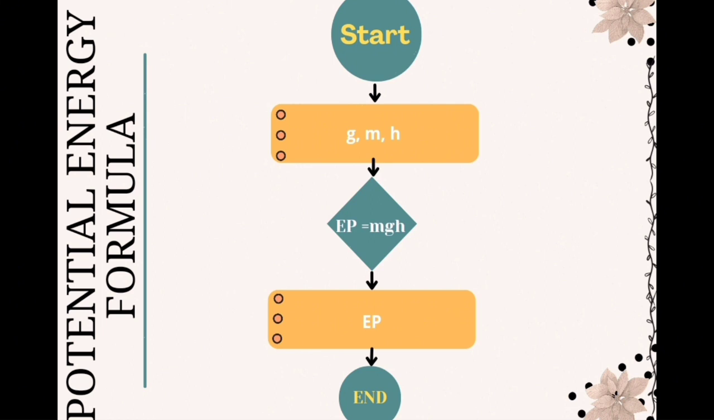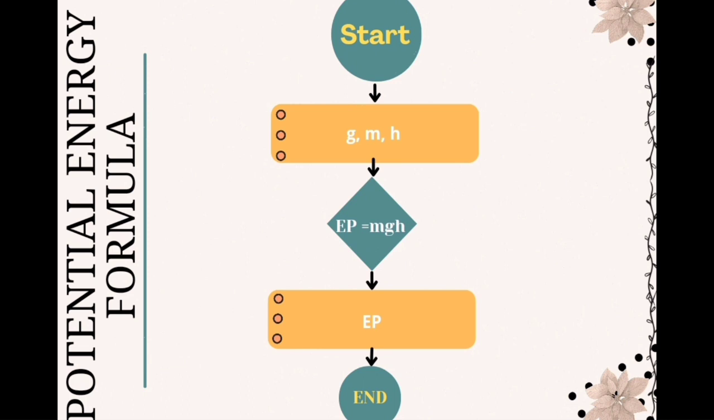After that, the flowchart will proceed to the next step, namely calculating potential energy using the formula E is M times G times H. The potential energy formula used in this flowchart is E = M × G × H, where E is potential energy, M is the mass of the object, G is the acceleration due to gravity, and H is the height of the object. The flowchart is completed with the finished step.